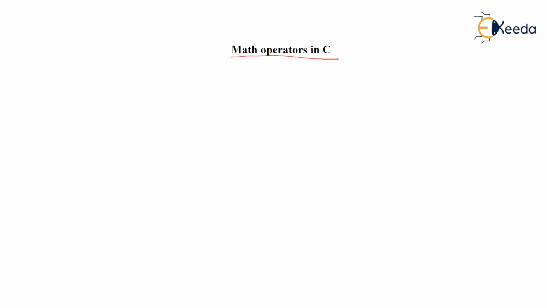Now there are 5 math operators: plus for addition, minus for subtraction, multiplication is the asterisk symbol, this is the division slash operator, and one more called the remainder operator, the percent operator. So this is the remainder operator. Slash gives you the quotient after dividing two numbers.